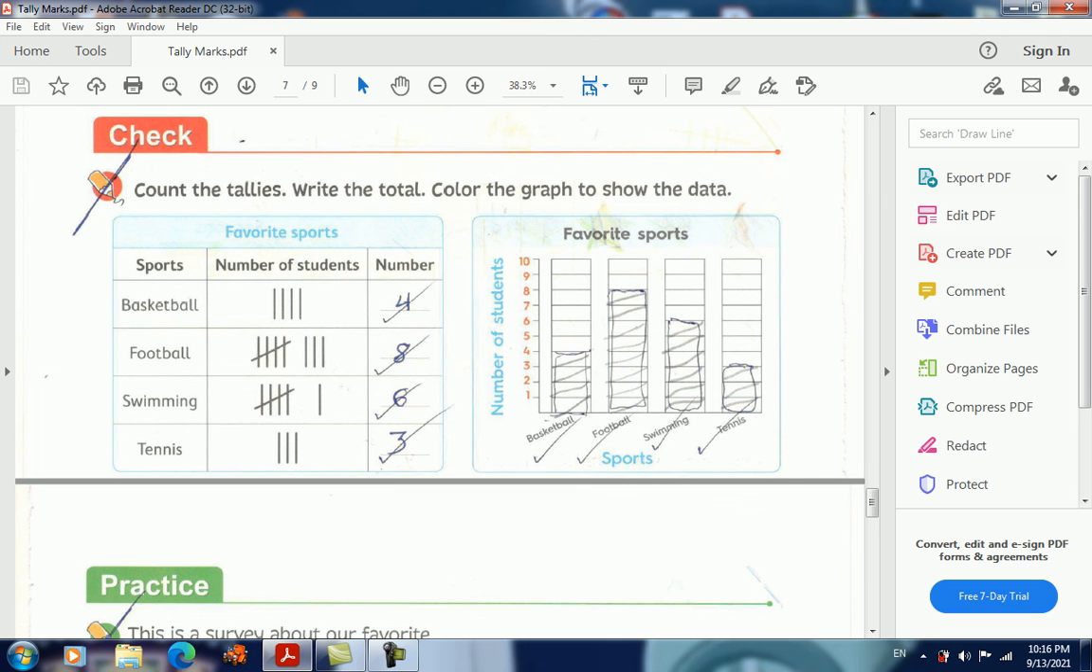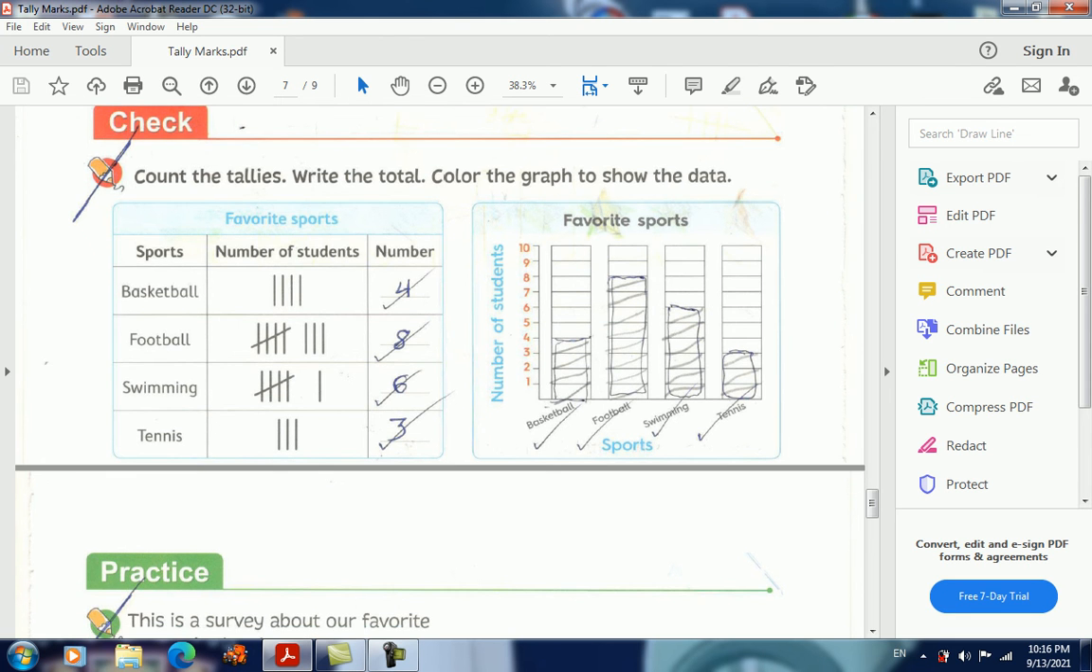Now to check, count the tallies, write the total, color the graph to show the data. So the table is already done for us and we have to count the sports: basketball, football, swimming, and tennis. So how many students love basketball? If we count the tally, we will find there are 4. And for football, a stack of 5 and extra 3, so 5 plus 3 is 8. The swimming, a stack of 5 and 1, so 5 plus 1, which is 6. Then tennis, just a 3.